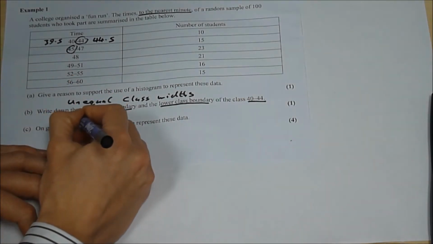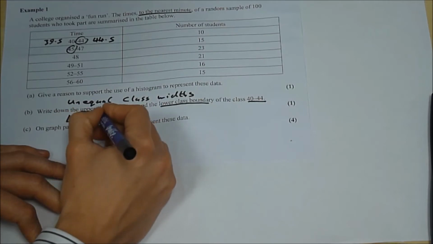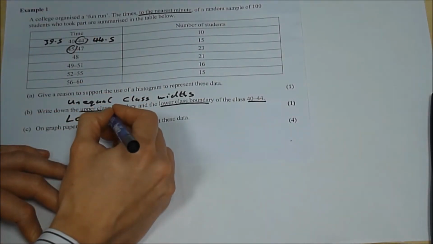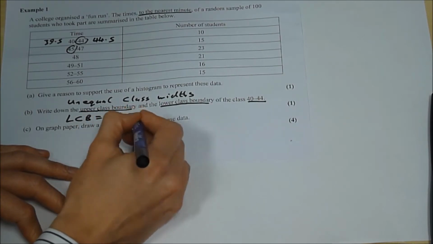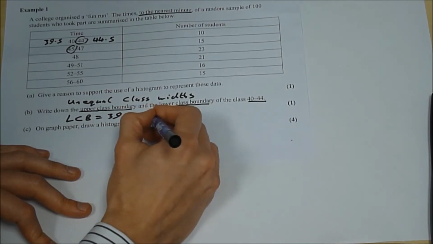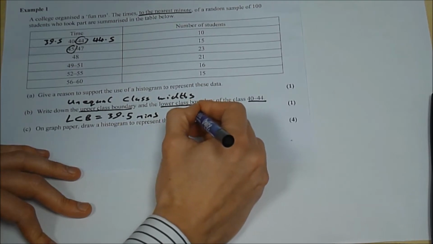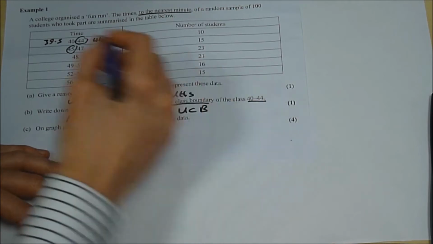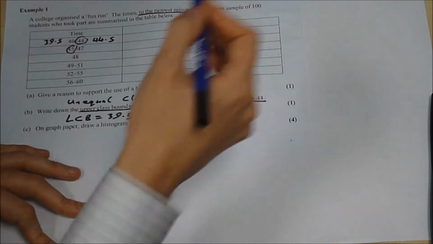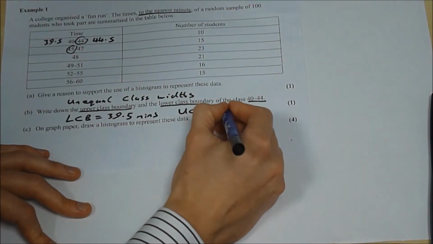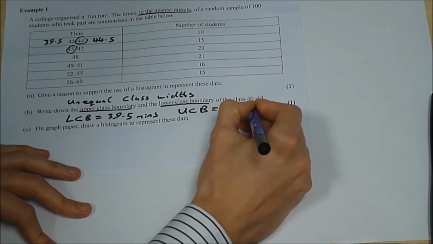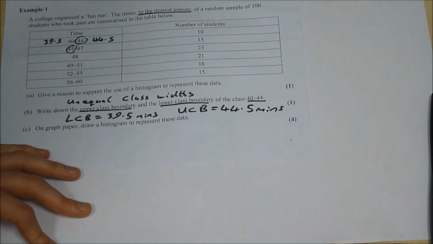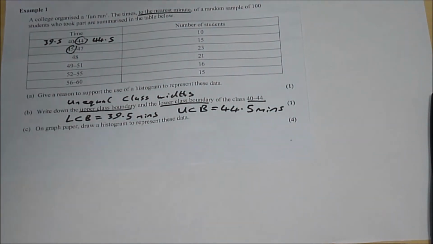So my lower class boundary equals 40 take away half a minute, so that's 39.5 mins. And my upper class boundary is going to be the top end, 44 plus half a minute. So that's going to be 44.5, put those units on, minutes. Right, that was a mark for each of them.